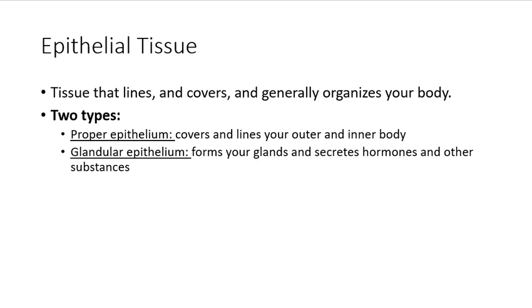Okay, next we're going to take a look at epithelial tissue. This is a tissue that lines and covers. So it generally organizes your body, kind of separates things. There's actually two types of epithelial tissue: proper epithelium, which is probably what you're thinking of, and glandular epithelium. Proper epithelium is the one that covers and lines both the outer and inner body.